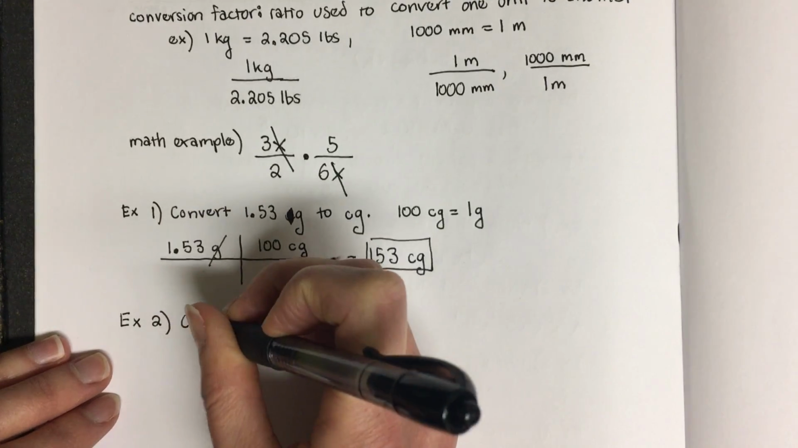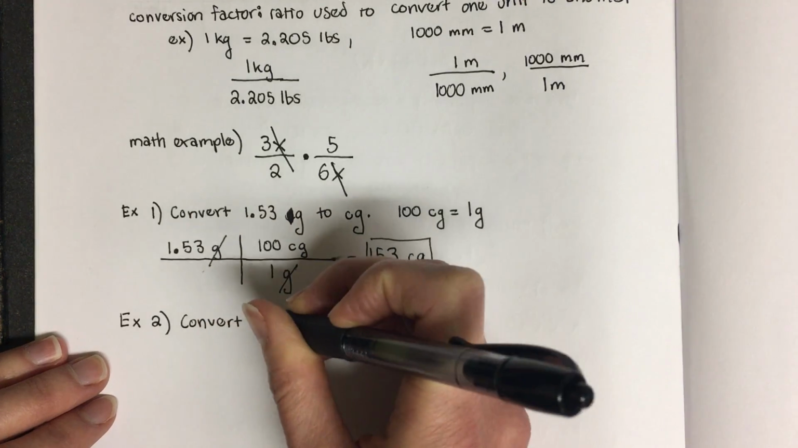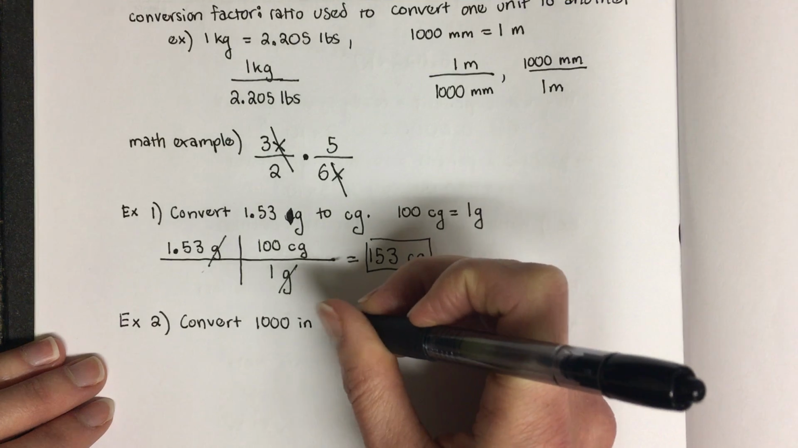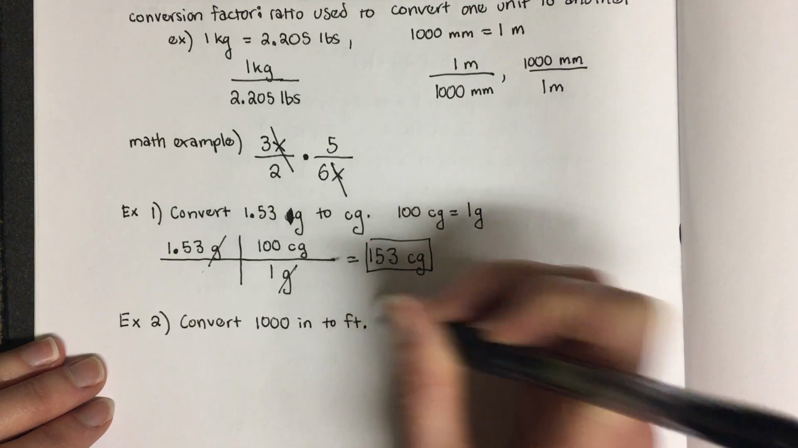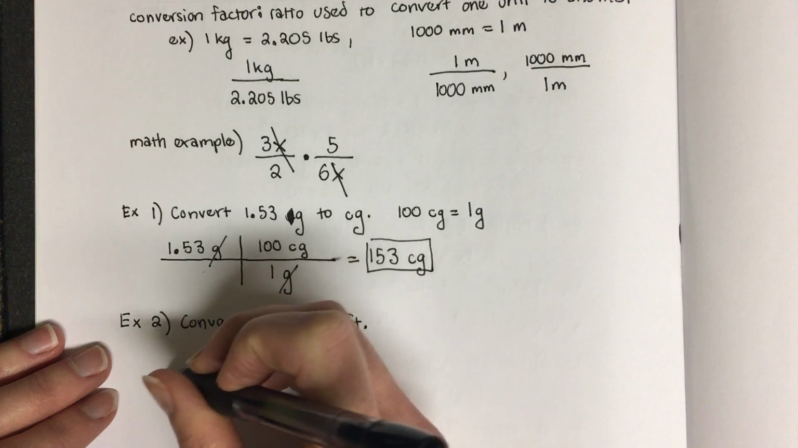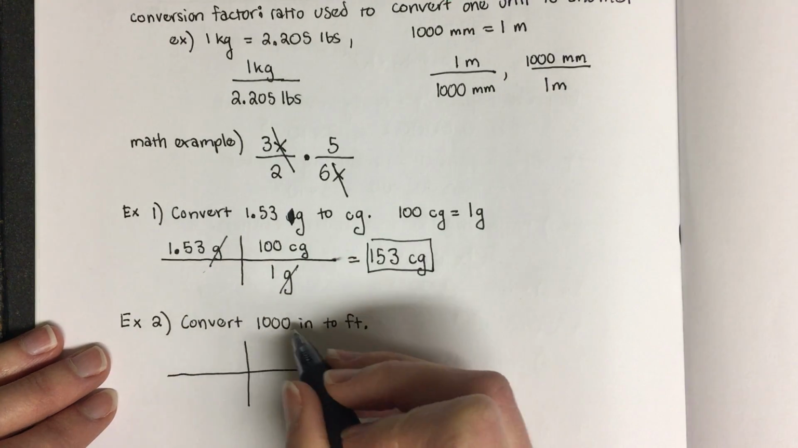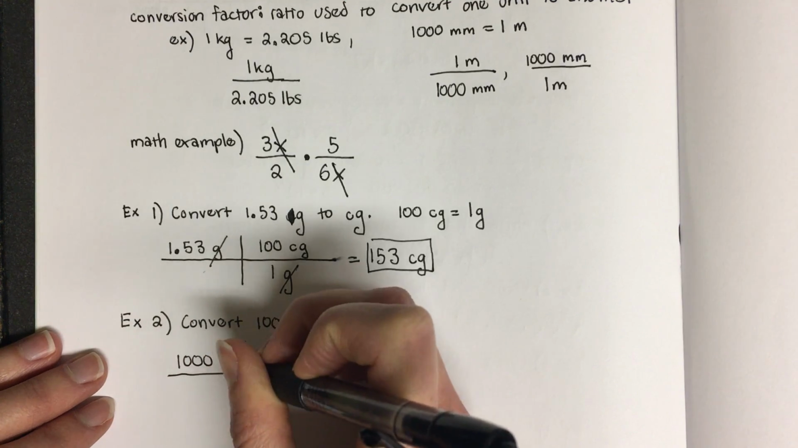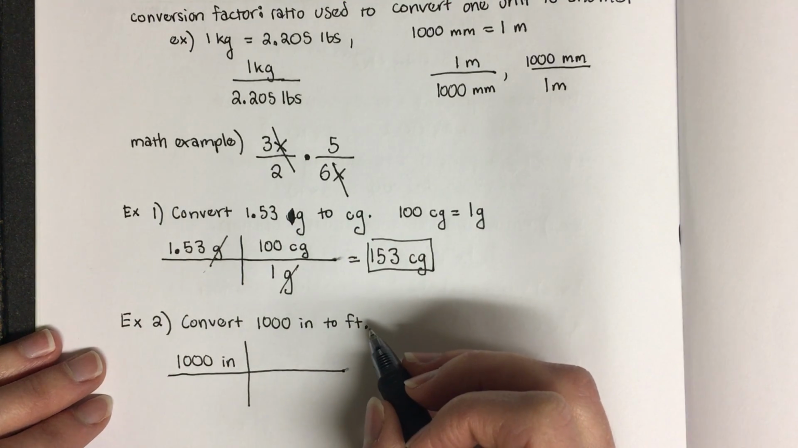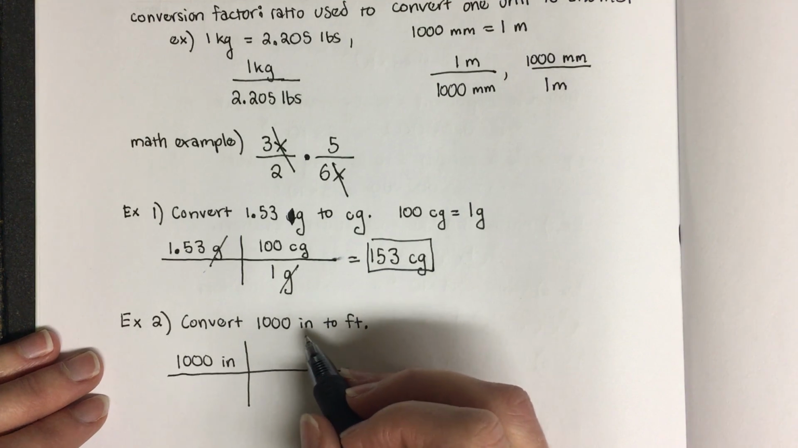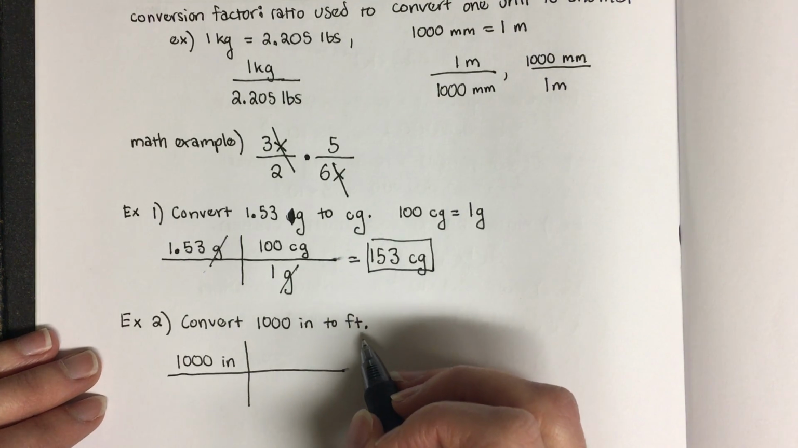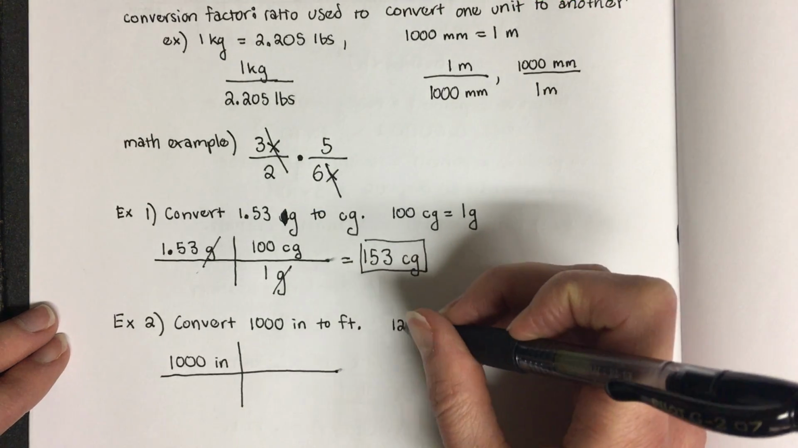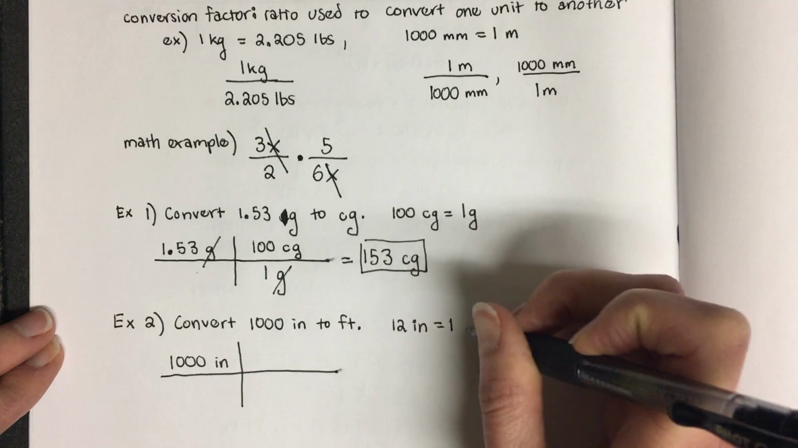This time we want to convert 1,000 inches to feet. So again, I'm going to set up my grid. I'm going to put my number that they gave me down here, 1,000 inches. And I need to figure out a conversion factor from inches to feet. And hopefully you just know, like common sense, you know that there are 12 inches in 1 foot.